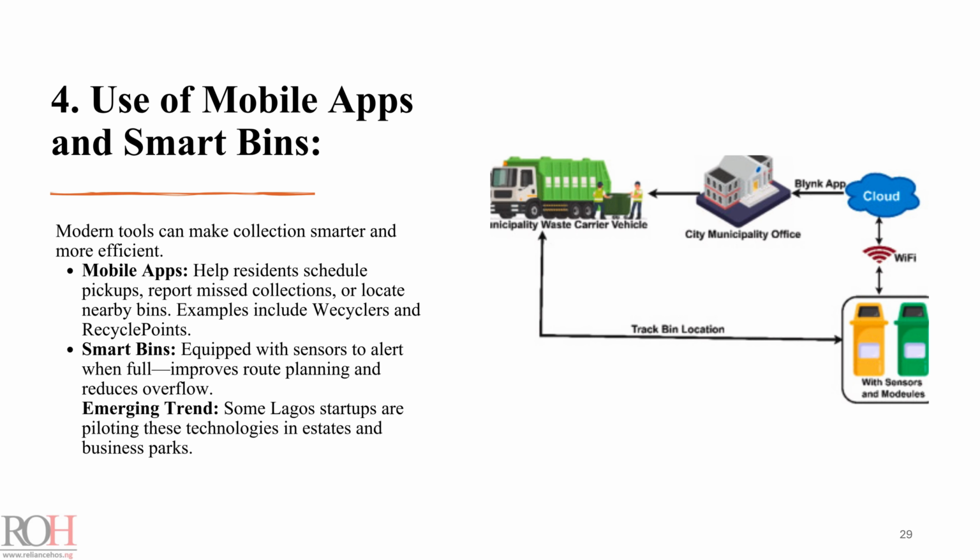4. Use of mobile apps and smart bins. Modern tools can make collections smarter and more efficient. Mobile apps help residents schedule pickups, report missed collections, or locate nearby bins. Examples include Waycyclers and Recycle Points. Smart bins, equipped with sensors to alert when full, improve route planning and reduce overflow. Emerging trend: some Lagos startups are piloting these technologies in estates and business parks.